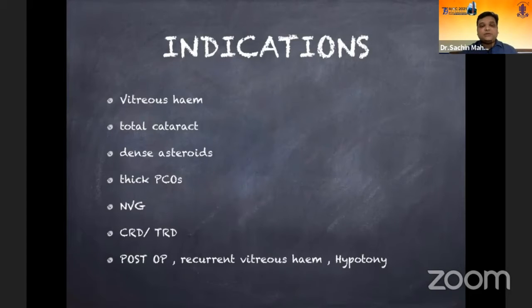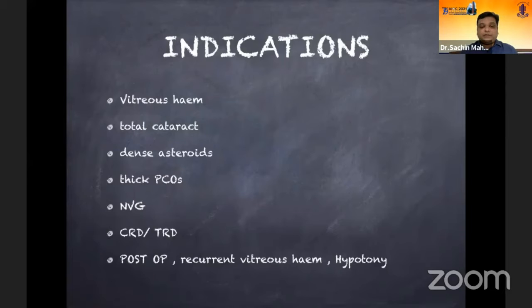Now we'll go one by one how the B-scan would be used in cases of diabetic retinopathy. The most common indication would be a vitreous hemorrhage in the case of proliferative diabetic retinopathy, to understand the status of the retina. Then the other indications would be a total cataract or a dense cataract, even a dense asteroid hyalosis, a thick PCO. In some cases of NVG, wherein there is a corneal edema and you are unable to assess the posterior pole and the retinal status. In some cases of combined retinal detachment and TRDs, especially associated with vitreous hemorrhage, you would like to do a B-scan to understand the extent of the retinal detachment.